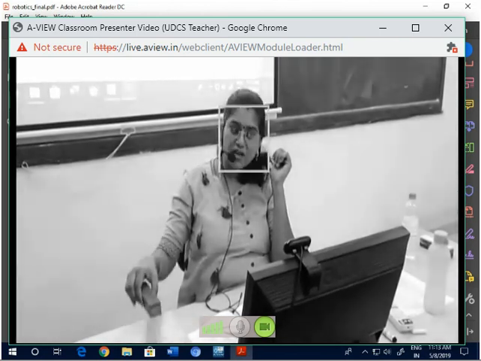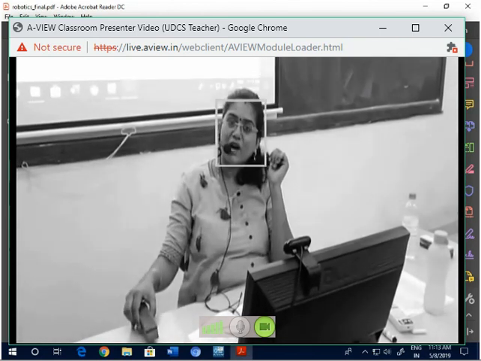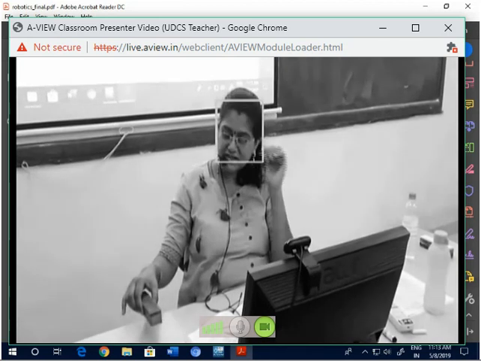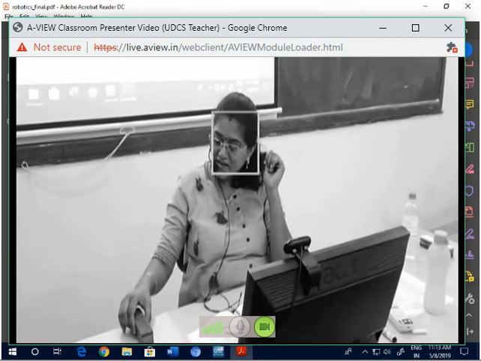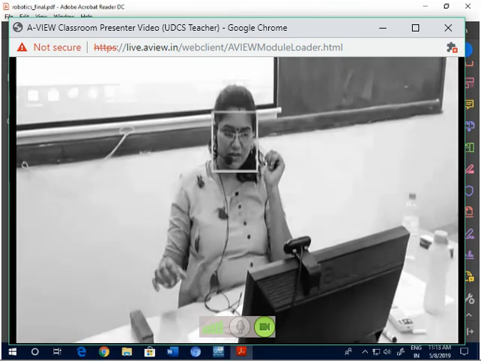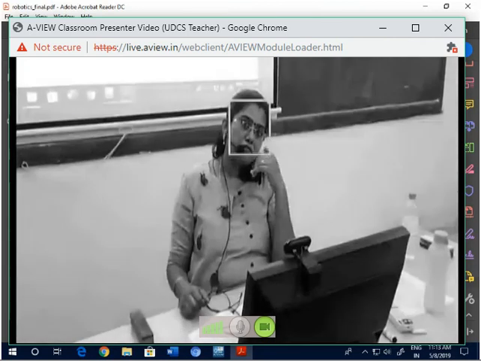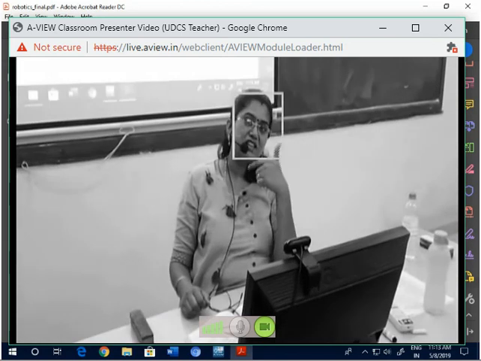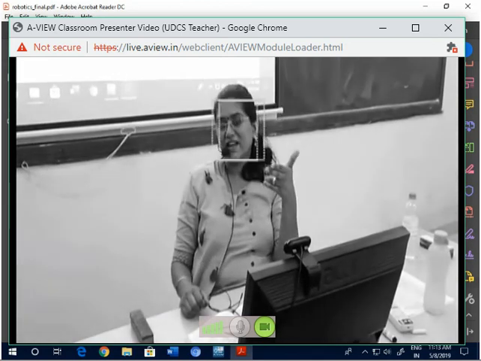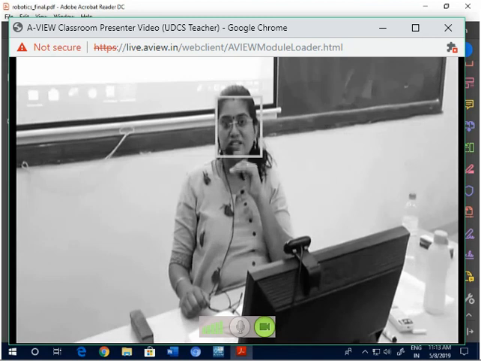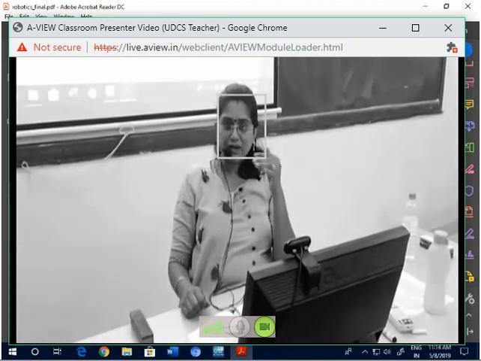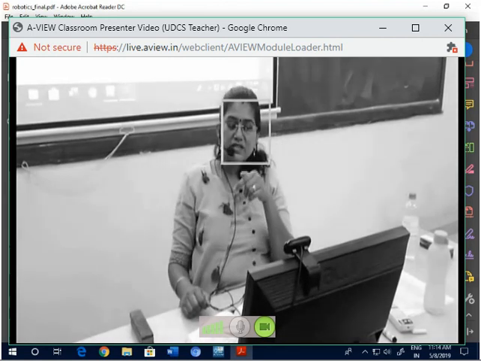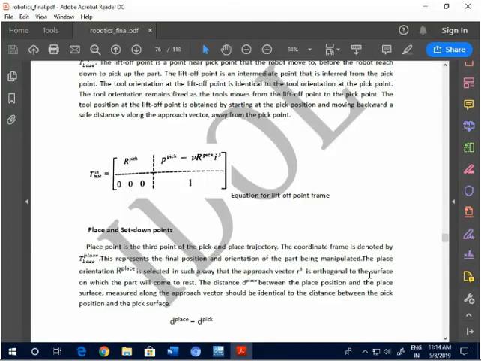So placing down has set-down points. Pick has lift-off points, so placing will have set-down points. How many things do we have? We have lift-off points, we have placing, and we have set-down points. So this completes the operation. Place is the third point in the pick and place trajectory. The coordinate frame is defined by T place base, and it is represented by R place.